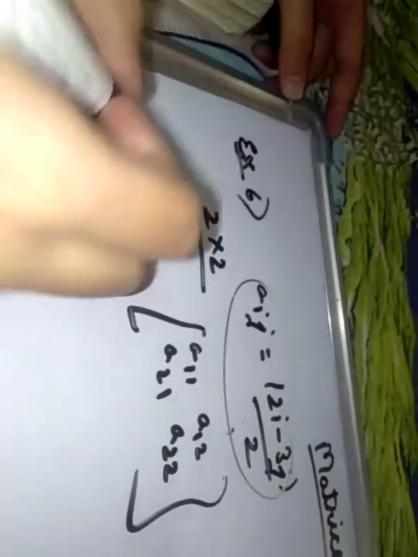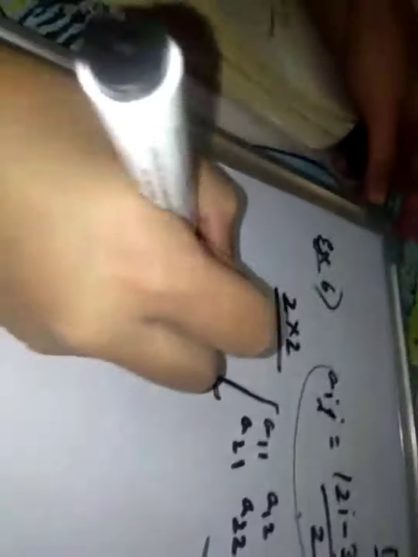Here we have to construct a 2 into 2 matrix. A equals [a_ij], where a_ij equals (2i minus 3j) upon 2. So let's see how we can do this. This is the question. Here we have to construct a 2 into 2 matrix, meaning the number of rows is 2 and the number of columns is also 2. a11, a12, a21, a22. This is the required form of the matrix. And here we have to substitute the values. i stands for rows and j stands for columns, so we have to substitute the values accordingly.